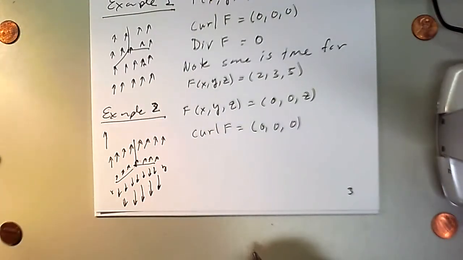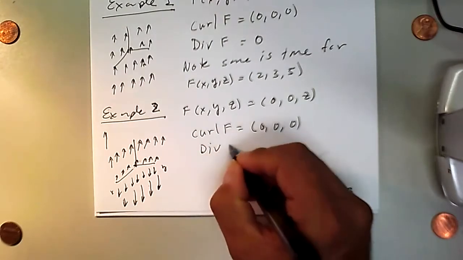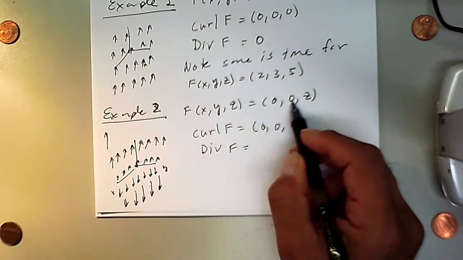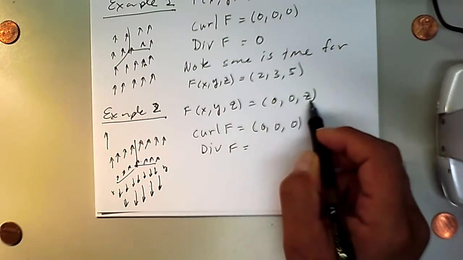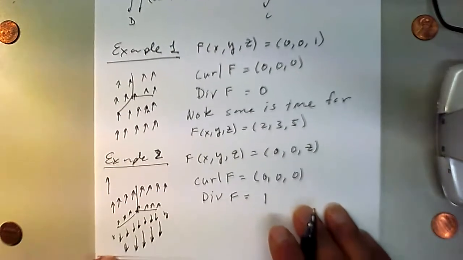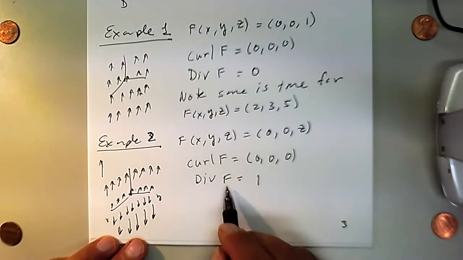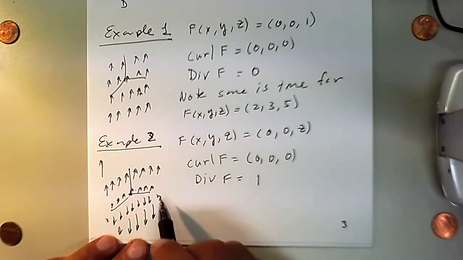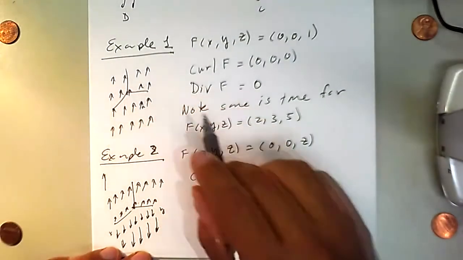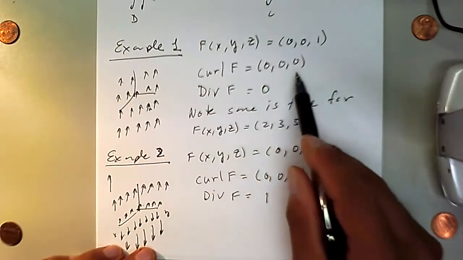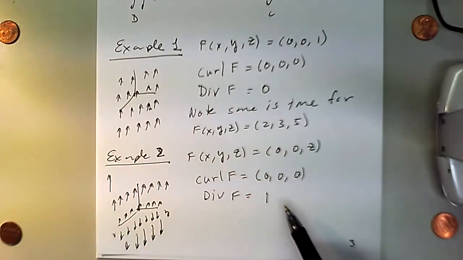And the divergence is going to be the derivative of that with respect to x, y, and z. The only one that does have something is z, and we're going to end up with 1. So that is interesting. The divergence is 1, perhaps because the vectors are getting longer, as opposed to this one where the vectors are not getting longer. The divergence is 0. In both cases, the curl is 0.